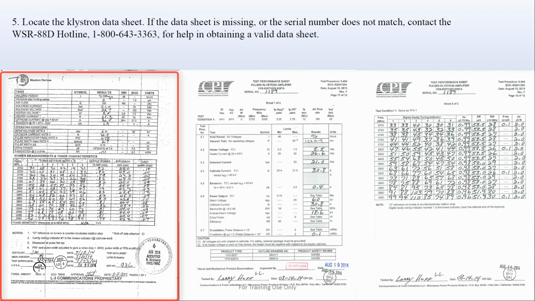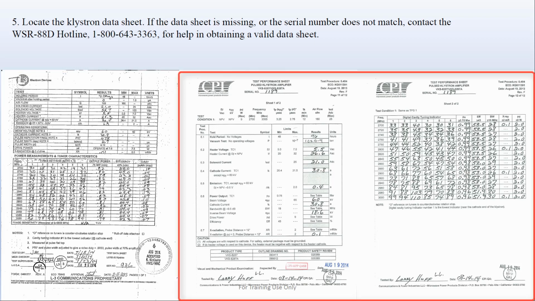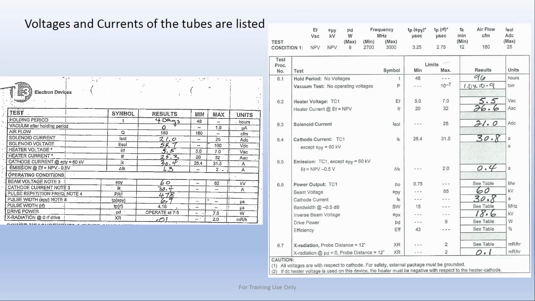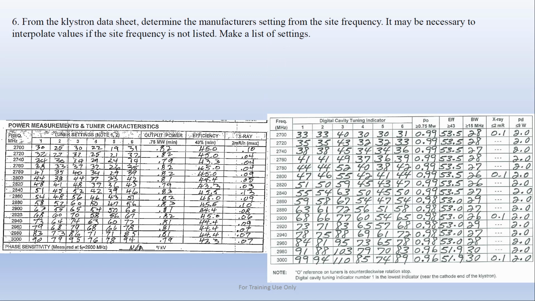The image on the far left is what the datasheet for an L3 looks like, and the center and right would be the front and back of the datasheet that's associated with a CPI vacuum tube. The datasheets contain voltages and currents that the tube is designed to operate at. In previous alignments, we were interested in the solenoid current and the heater current. In this alignment, we're going to be interested in the cavity tuning that has been determined by the manufacturer.